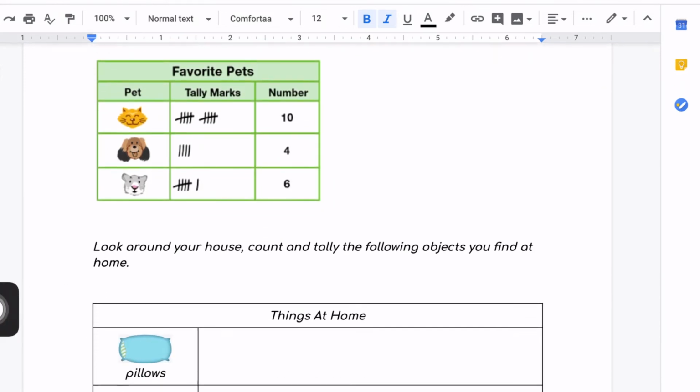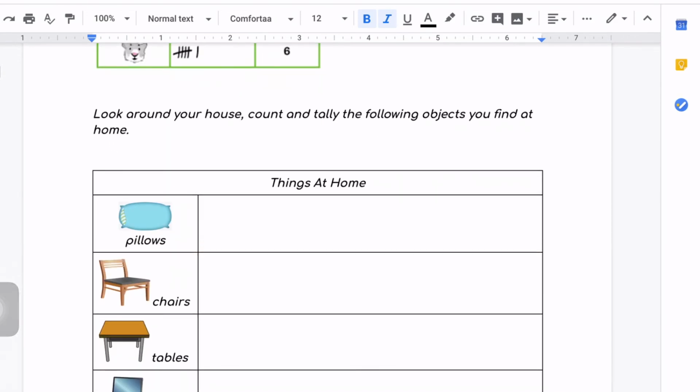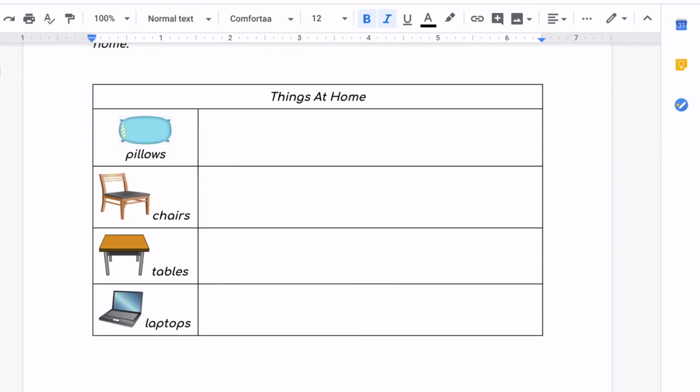Now this is your activity then. Look around your house, count and tally the following objects you find at home. Things at home. Pillows. Tally the pillows. How many pillows? Don't put the number again. It's tally. You see this? It's tally like this. If you have 2, then you put 2 ticks. Chairs. How many chairs? How many tables? How many laptops? Do you think they're all enough?